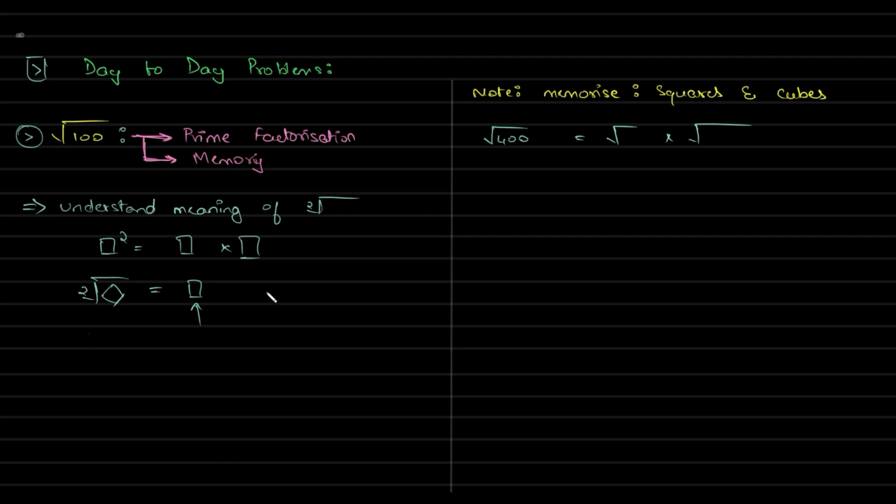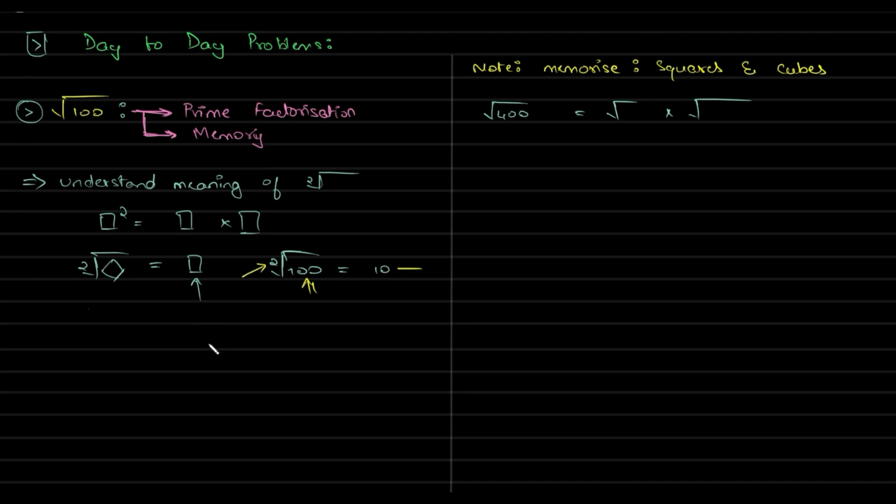Example, root of 100. Okay, so square root of 100. If I write 2 over here, what number multiplied 2 times will give me 100? That is 10, is it not? Again I repeat, what number when multiplied this many times will give me 100? So that is 10.